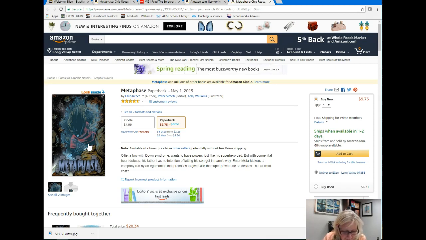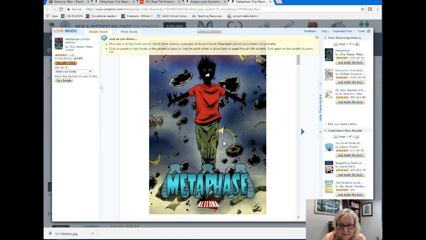So I haven't read this, but Ollie, a boy with Down syndrome, wants to have powers just like his superhero dad, but with congenital heart defects, which is often something that happens with Down syndrome. His father has no intention of letting his son get in harm's way. Enter Metamakers, a company run by an egomaniac that promises to give Ollie the superpowers he so desires, but at what cost?